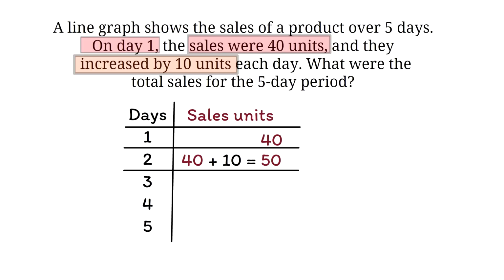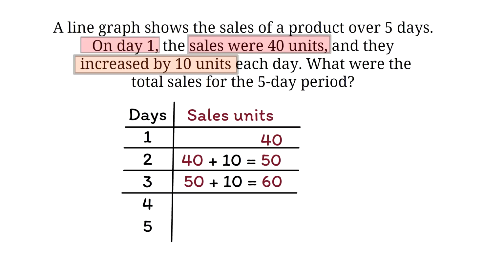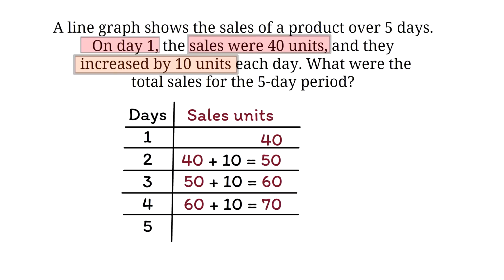The same way, on day 3 too, the sales increased by 10 units. So add 10 to the second day's sales, which is 50 plus 10 equals 60. Likewise, add 10 to the 60 units for day 4, which is 60 plus 10 equals 70. Lastly, also increase the sales unit for day 4 by 10. That's 70 plus 10 equals 80.